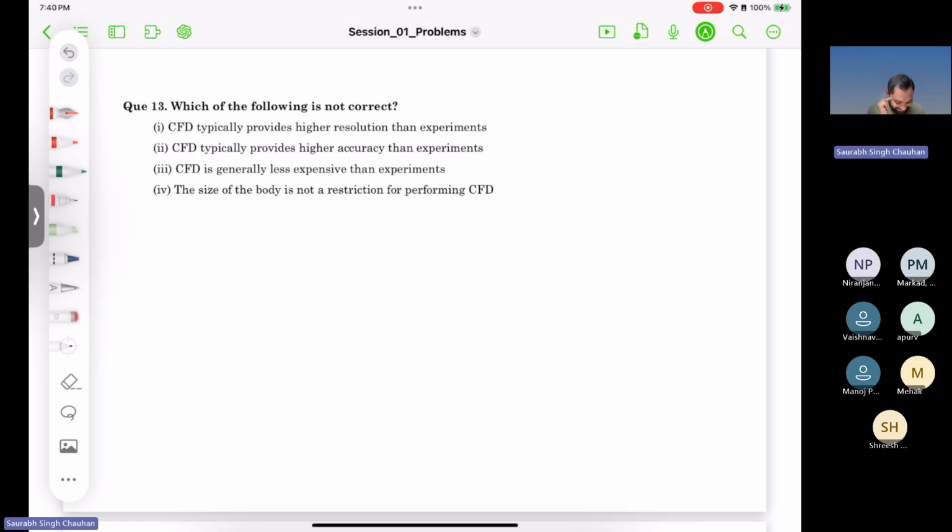So again, it is a little debatable question. Since I'm an experimentalist, I consider the experimental results to be more accurate. Generally we can't conclude that CFD will provide higher accuracy than experiments. So I leave this question up to you. You just select your own answer.